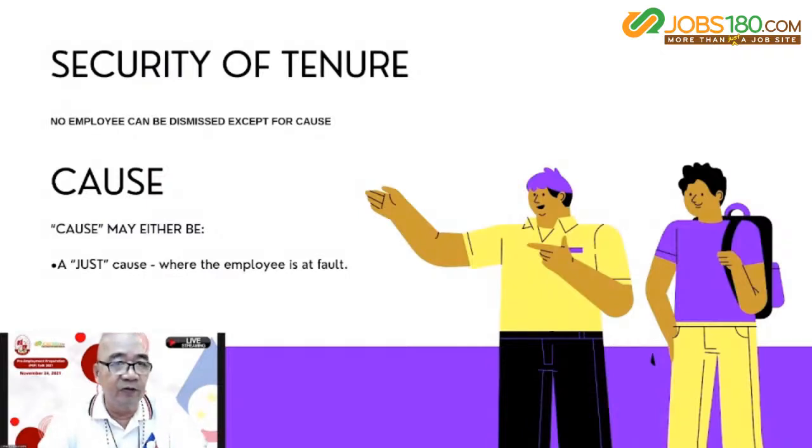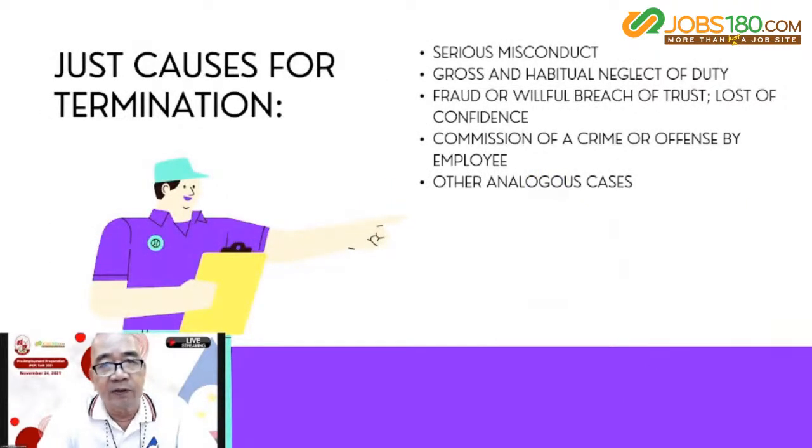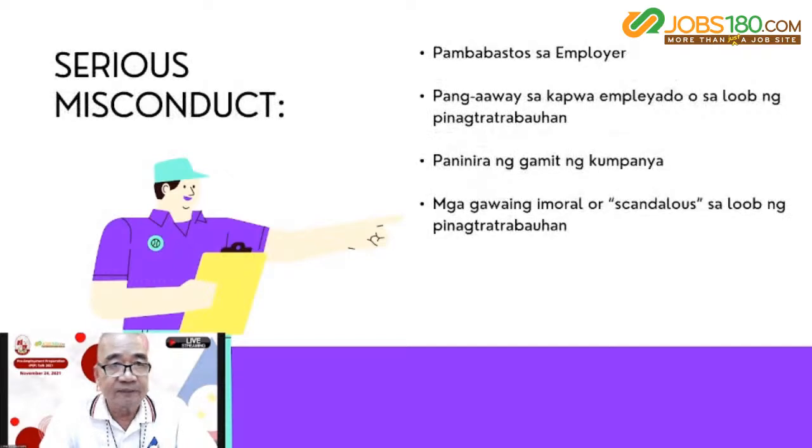So we do have the security of tenure. So meaning no employee can be dismissed except for cause. And what are those cause? It's either a just cause where the employee is at fault. So what are those just causes? It could be a serious misconduct, gross and habitual neglect of duty, fraud or willful breach of trust, loss of confidence, commission of a crime or offense by the employee, and other analogous cases.